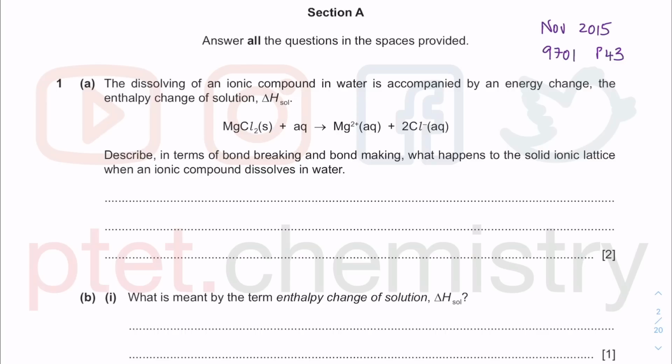In this first question, the dissolving of an ionic compound in water is accompanied by this energy change, and this energy change per the stoichiometric amount is expressed as kilojoule per mole, which is the enthalpy change of solution. So when you dissolve 1 mole of the substance in a large amount of water to give an infinitely dilute solution under standard conditions. So you want to be able to describe in terms of bond breaking and also bond making.